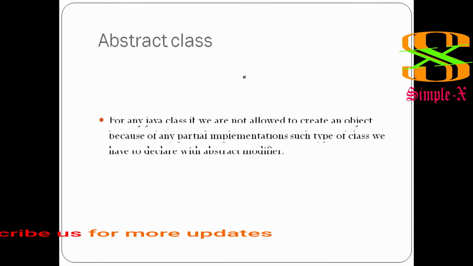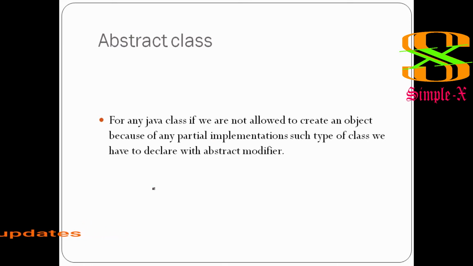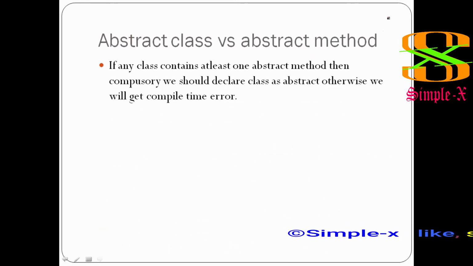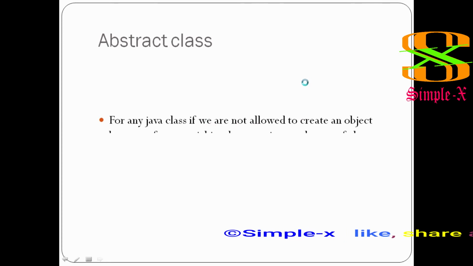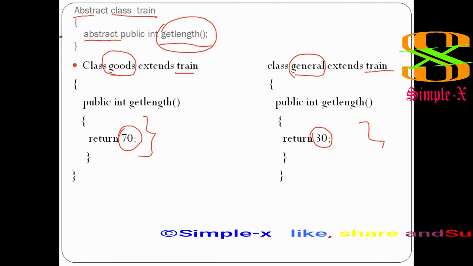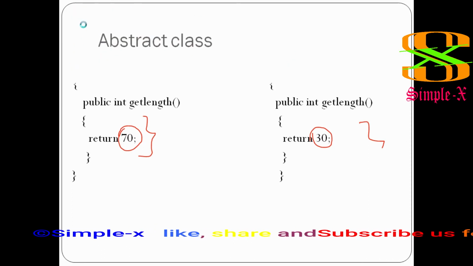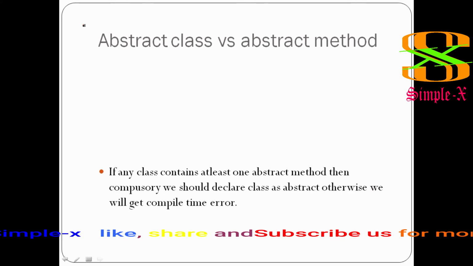Now coming to the abstract class. If we have a class for which we are not able to provide an object, especially in the case of partial implementations, then we use the class as abstract. And we also have other places where we use the abstract class. Just look at the differences. If any class contains at least one abstract method, we have seen here earlier, right? We have here a class which contains an abstract method, and hence we have named the class entirely as abstract, and that is one of the points which we have to remember.